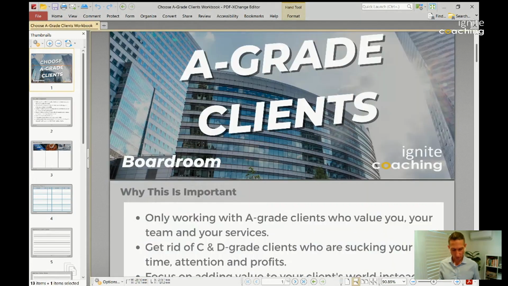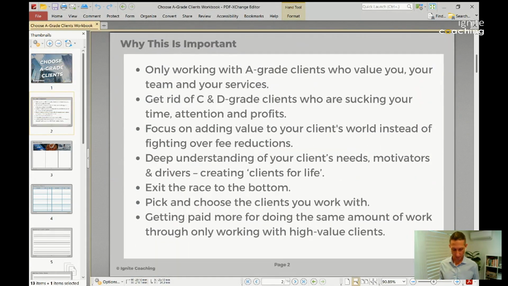So to give some context, team, on why this training is important: why is it important for you to really look at working with A grade clients? Like I said before, it's really getting hyper specific and selective around only working with A grade clients in your business that actually value you, that actually value your team and the services.